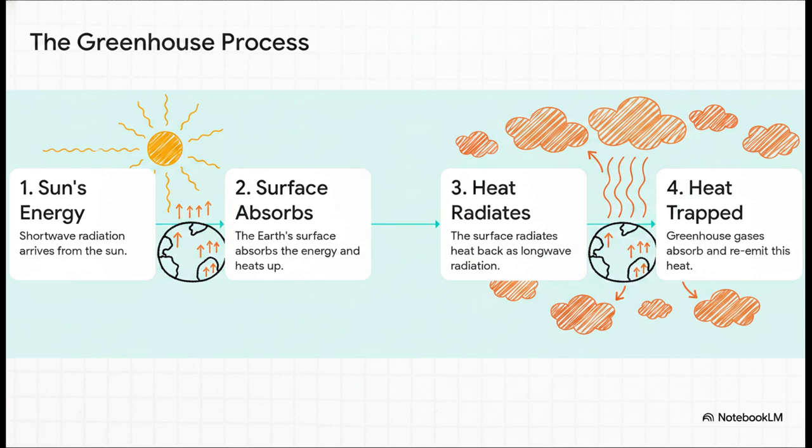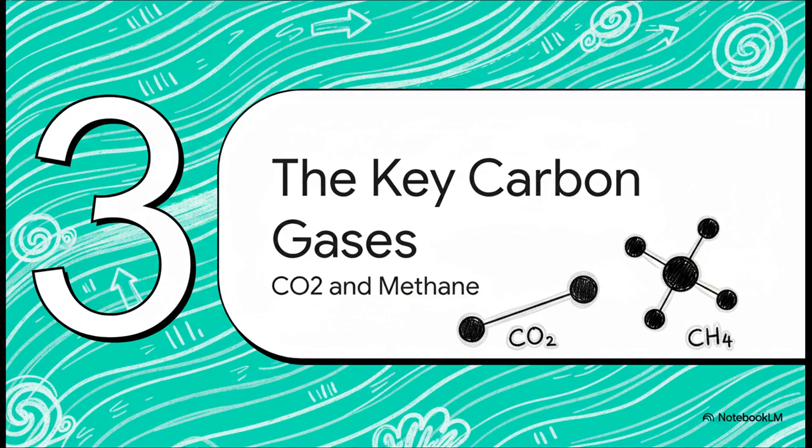And now, here comes the most important part, step four. While some of that heat just escapes into space, those greenhouse gases we talked about catch some of it, and they send it back down, trapping it and keeping the planet warm. It's that simple.